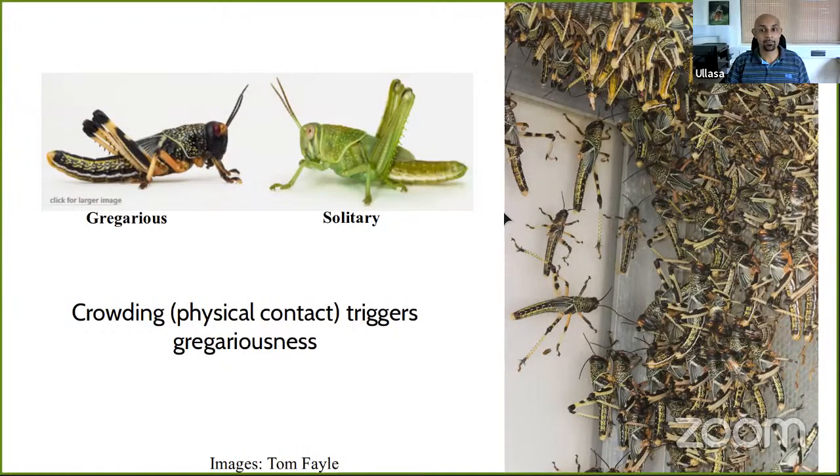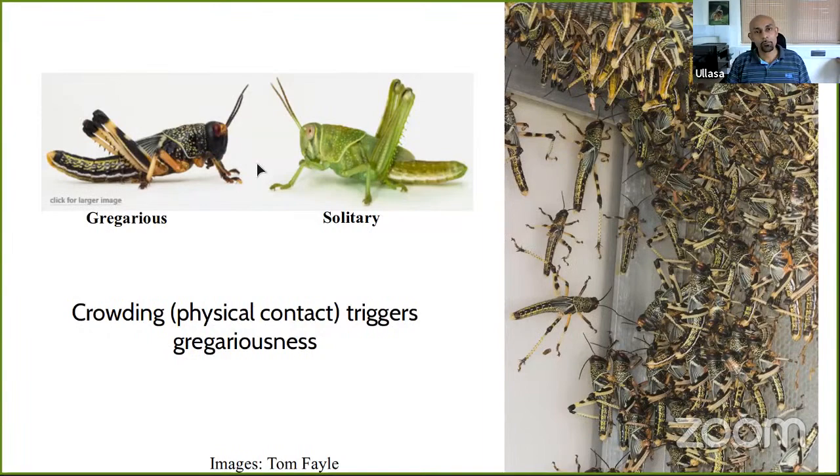So interestingly, here the trigger is physical contact, and we can induce this under lab conditions. One can take a brush and gently rub their legs, and they fool themselves into thinking that this is physical contact with another locust, and that can induce a change from this morph to another morph.